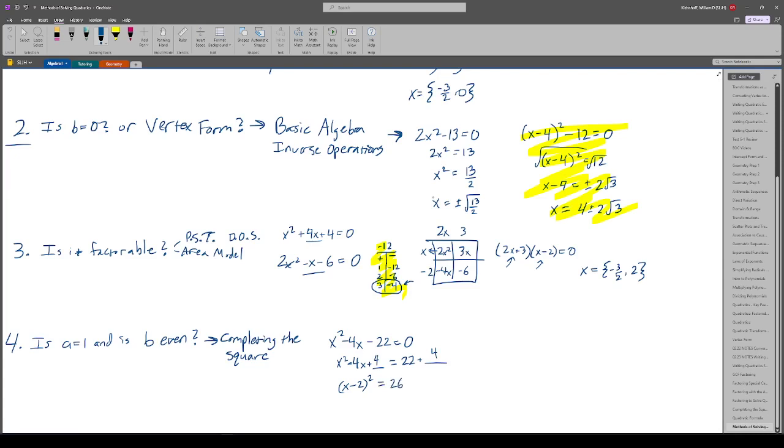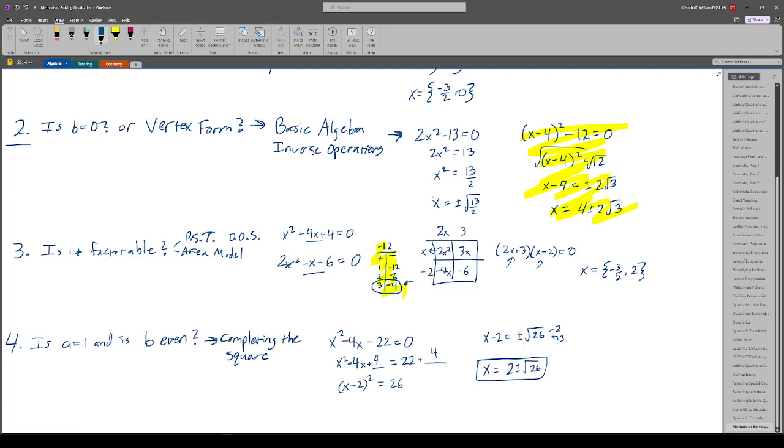And then, just like in step 2 above, we use basic algebra to finish solving this. So I square root both sides. That gives me x minus 2 equals plus or minus the square root of 26. Square root of 26 can't be simplified because it is 2 times 13. There's no pairs of factors in the list. So we add 2 to both sides, and we get x equals 2 plus or minus the square root of 26. As a reminder, using this method, we may end up with a case where there's a negative inside of the radical.